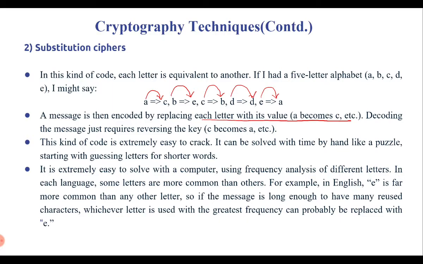Like if we identify it as C, we just have to represent it as A for decryption. So this kind of code is extremely easy to crack, and it can be solved with time by hand like a puzzle, starting with guessing letters for shorter words.